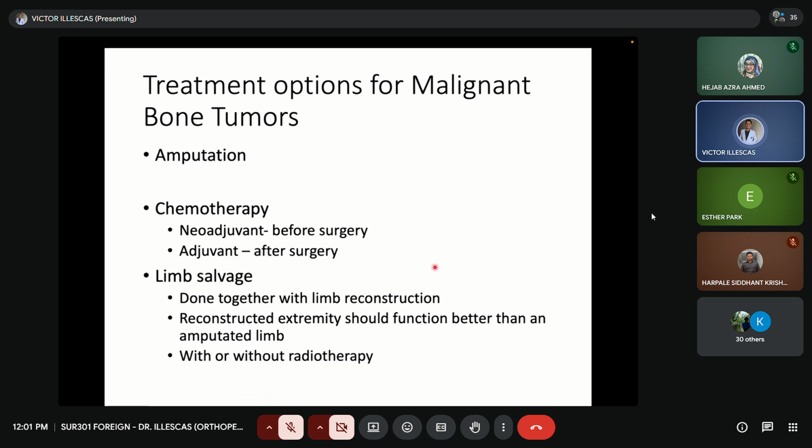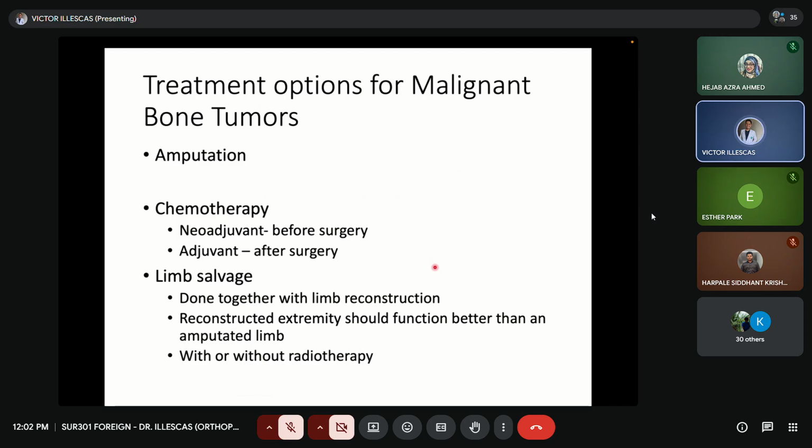Now, the treatment options for osteosarcoma and other malignant bone tumors. Number one is amputation. Nowadays, as much as possible, we try to deviate away from amputations. Because of the advent of technology, there are a lot of options now to preserve the remaining limb that's not affected with the tumor.